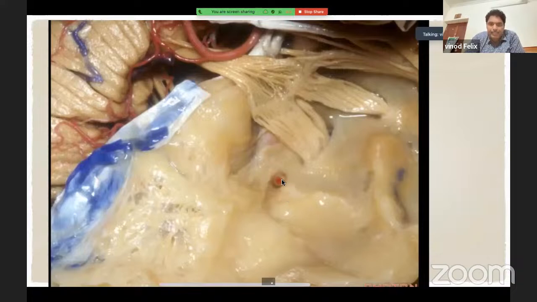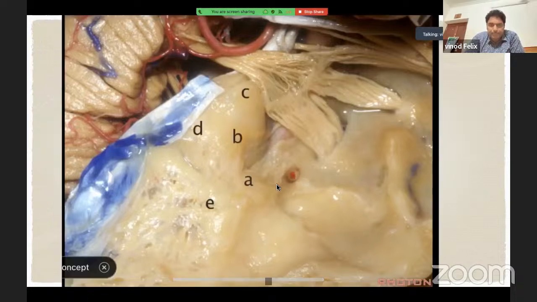Middle meningeal artery there, foramen spinosum. And so this is the GSPN running over the carotid artery. And that's the arcuate eminence. And the internal auditory canal is going to lie exactly here in this region. Okay, if this is a GSPN and arcuate eminence, the IAC would lie there.